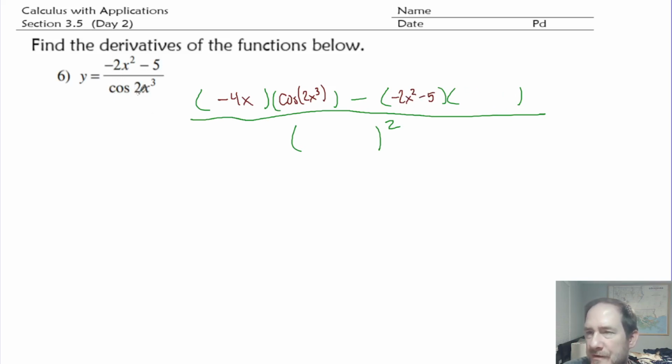And the derivative of the cosine of 2x cubed, I'll probably need more room for this because we have to do chain rule. But what's it going to be? It'll be negative sine of 2x cubed, but then times the derivative of that inner function, so times a 6x squared. And then, of course, down in the denominator we get cosine of 2x cubed squared.